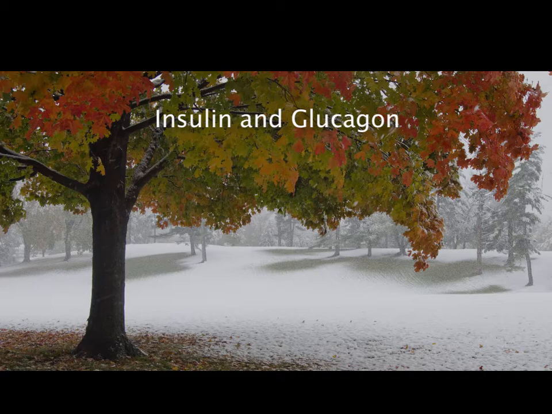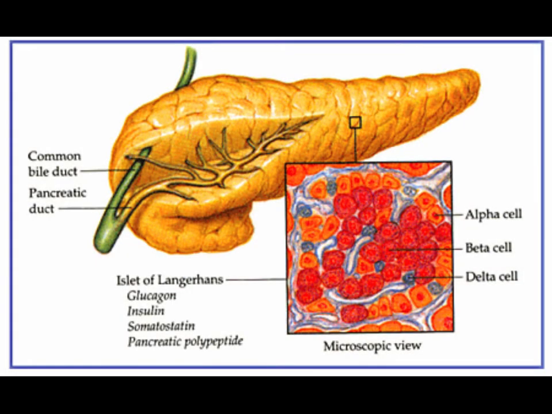In this video, we'll examine the hormones insulin and glucagon. We'll look at the structure and the synthesis of these hormones and their effects on metabolism. The primary role of the pancreatic hormones is the regulation of whole body energy metabolism. These hormones regulate the concentration and activity of many enzymes involved in catabolic and anabolic pathways.